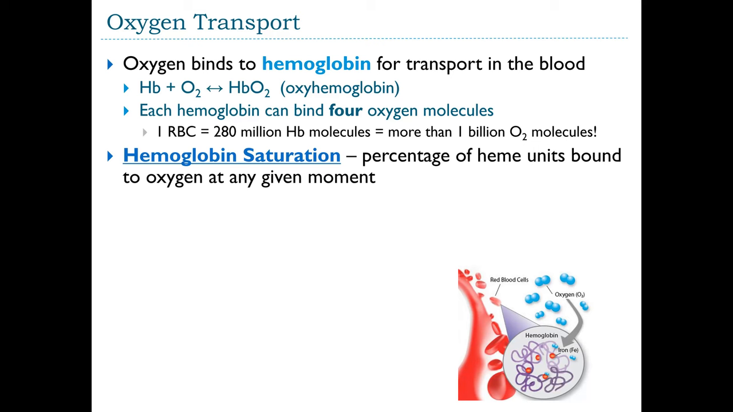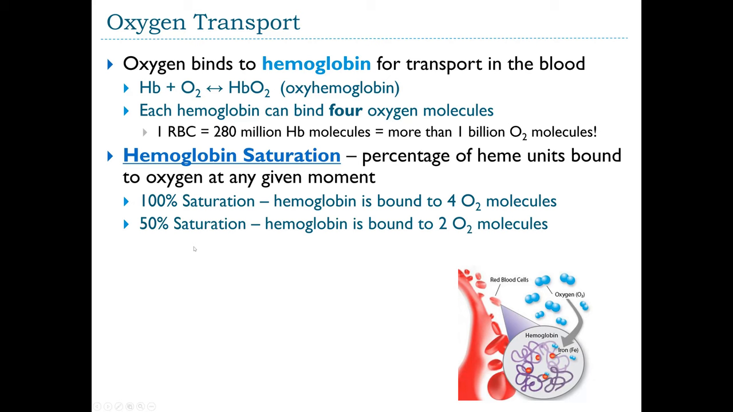So hemoglobin saturation is the percentage of heme units that are bound to oxygen at any given moment. So if you were to say hemoglobin is 100% saturated, you would be saying that hemoglobin is bound to four oxygen molecules. So it has a spot for four, all four are binding to oxygen, so it would be 100% saturated. If we were to say it was 50% saturated, then hemoglobin is only bound to two oxygen molecules, and the other two hemes would be empty. So you can also have 75% saturation where it's bound to three, and 25% saturation where it's only bound to one oxygen.